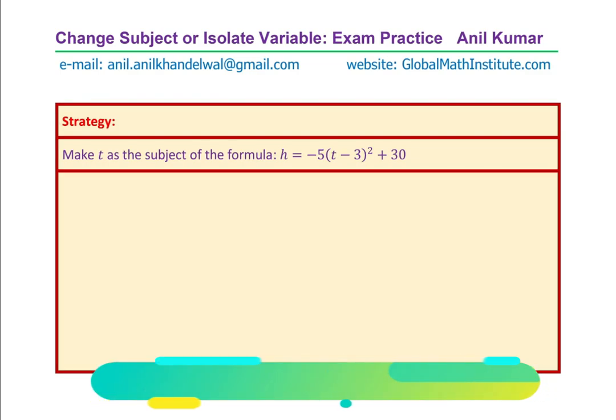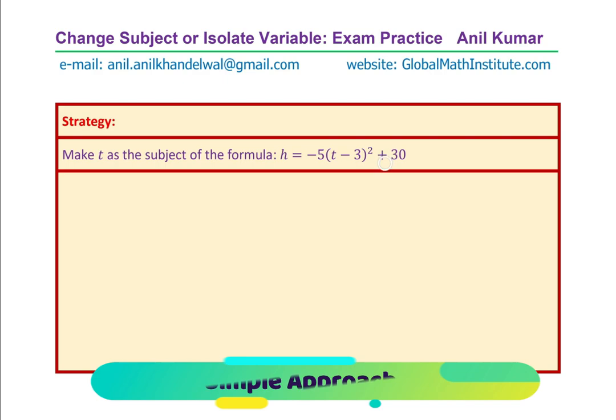As I was saying, you need to make t the subject of the formula h equals minus 5 (t minus 3) whole squared plus 30. That means you have to isolate t. How can you do that? This equation is given to us in which form? This is the vertex form of the quadratic equation.